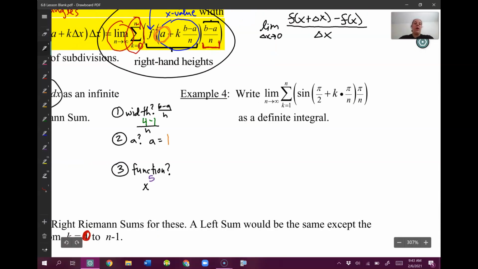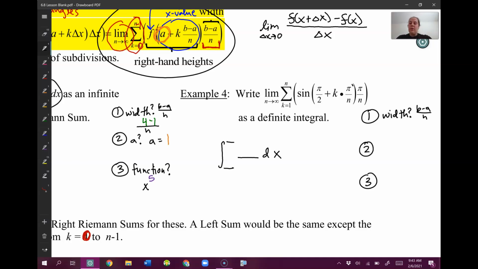Okay, let's try going the other direction. Here's this. We need to do the same 3 steps to be able to write it like this. That's what I want. So step 1 is to look at my width. So b minus a over n.